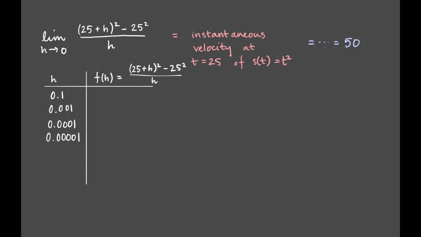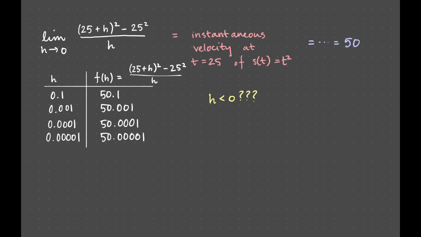0.001, 0.0001, and 0.00001, which are all very close to 0. We arrived at the corresponding values for f(h) of 50.1, 50.001, 50.0001, and 50.00001, which seem to be converging to the number 50.